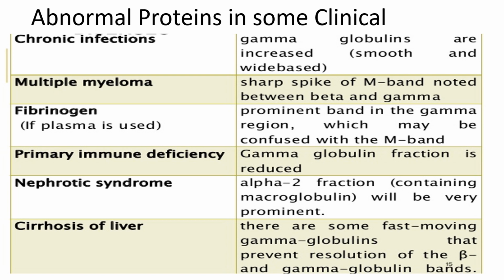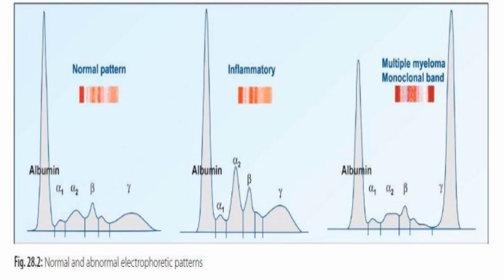In primary immune deficiency, the gamma globulin fraction is reduced. In nephrotic syndrome, the fraction which is shown increased is that of the alpha 2 fraction. Alpha 2 fraction will show a spike, and in cirrhosis of liver there are some fast moving gamma globulins that prevent resolution of the beta and the gamma globulin bands. So you can see three patterns shown in front of you.